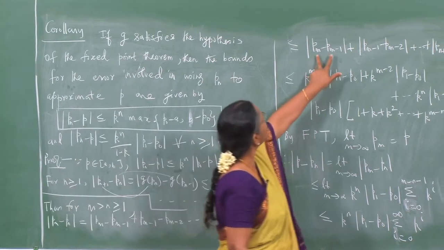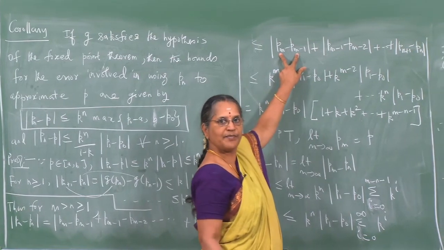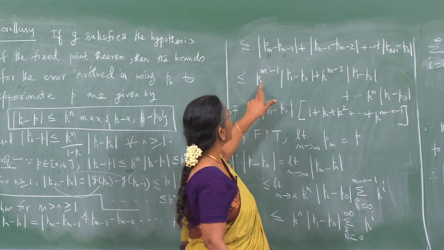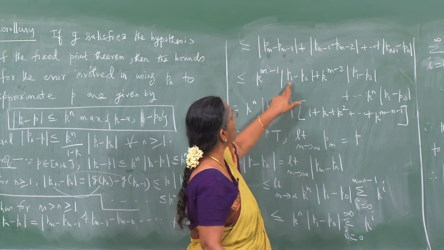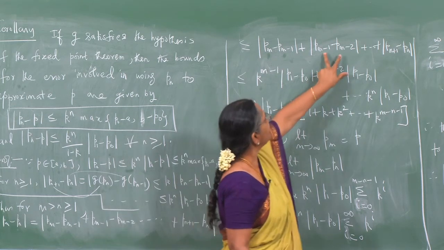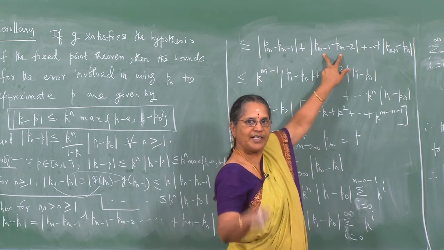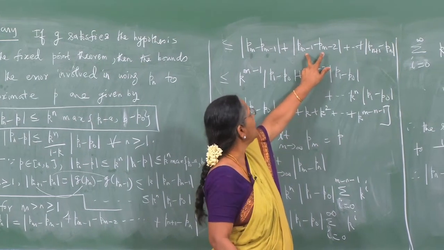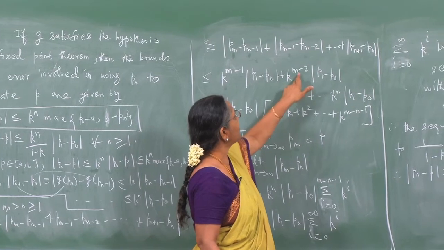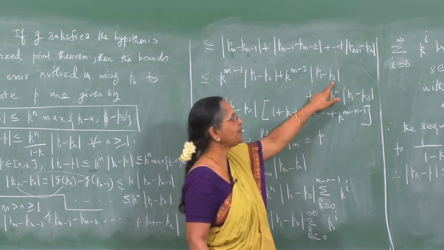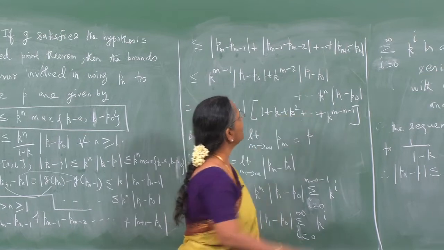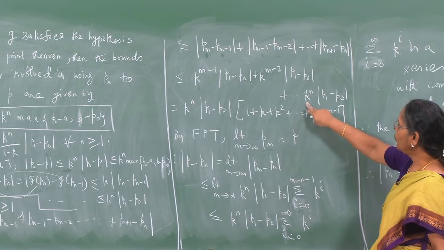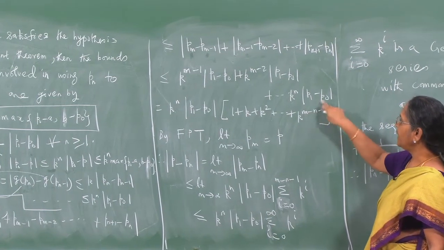So, we see that this is the absolute value of the difference between the mth and the m minus 1th iterate. So, it is less than or equal to k power m minus 1 into mod P 1 minus P naught. This is the absolute value of the difference between the successive iterates at m minus 1 and m minus 2 step. So, this is less than or equal to k power m minus 2 into mod P 1 minus P naught. And continuing this argument, we have mod P n plus 1 minus P n will be less than or equal to k power n into mod P 1 minus P naught.